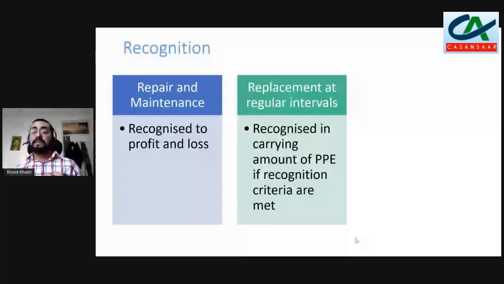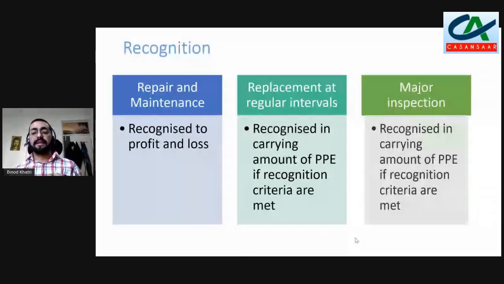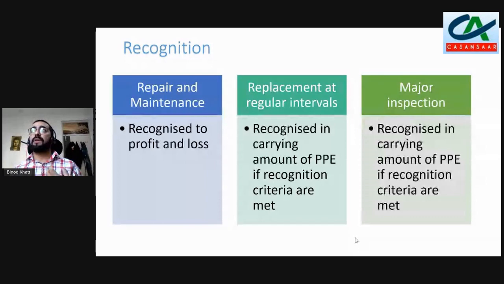And major inspection is also recognized in the carrying amount of PPE. Carrying amount is the book value of PPE, if and only if the recognition criteria are met. For both replacement cost and major inspection, we only recognize those in the carrying amount of PPE if the recognition criteria are met. So we have already discussed. That is why I was saying recognition criteria are very important. So you need to know those criteria before you want to understand this complete IAS PPE in detail.